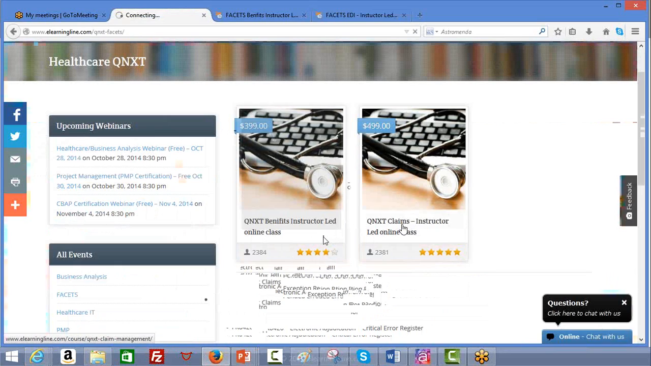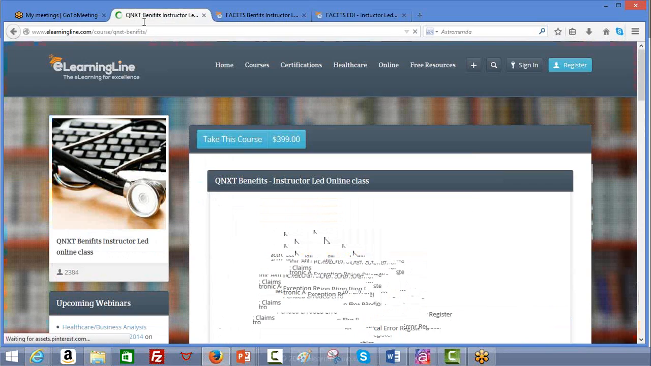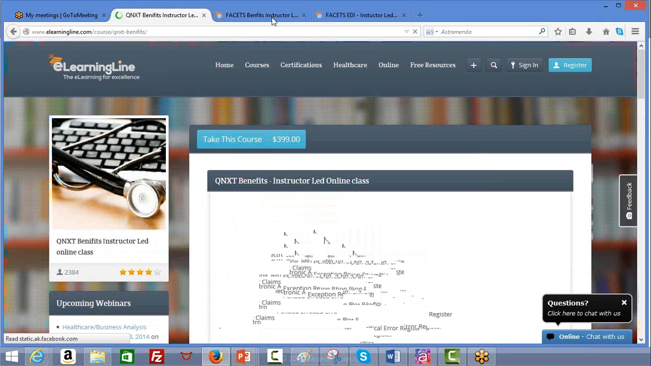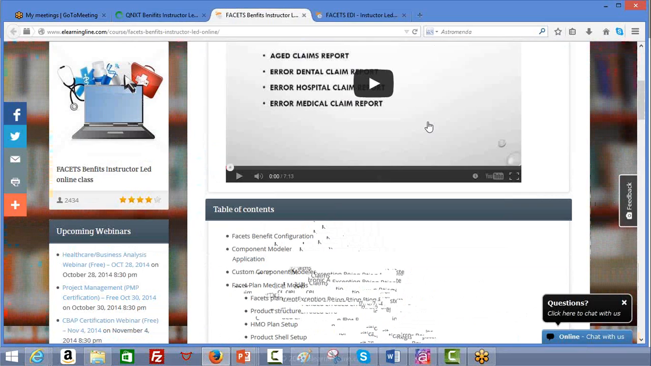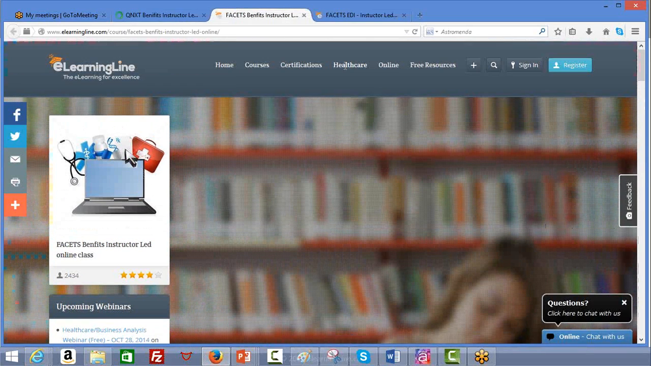So talking about the benefit side, let's look into it. And while it's loading, let's open the QNXT claim as well.